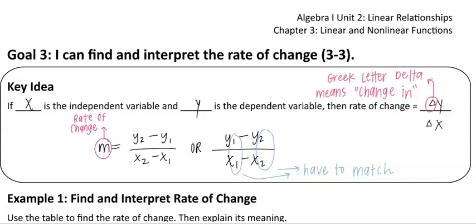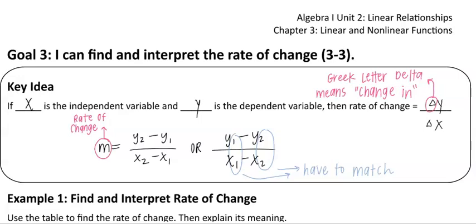So the key idea here is that if x is the independent variable and y is the dependent variable, then the rate of change is the change in the y values divided by the change in the x values. This little Greek letter right here, it looks like a triangle. It's called the Greek letter delta. It means change in. You'll probably see it in chemistry again if you haven't already seen it this year in biology or whatever science class you are taking.